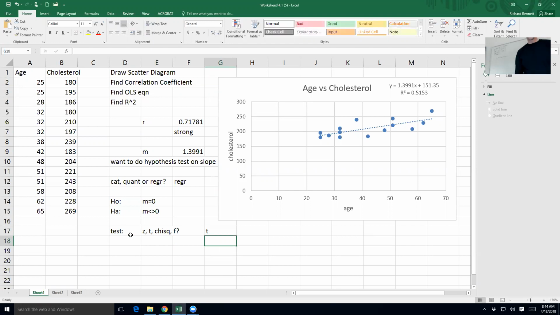It's a t. Why do you think it's a t? Because what? We're not given a population standard deviation. What's the standard deviation of your slope? Beats me, but that's what we're going to answer right now. Okay? So let's talk about the equations we're going to use here.